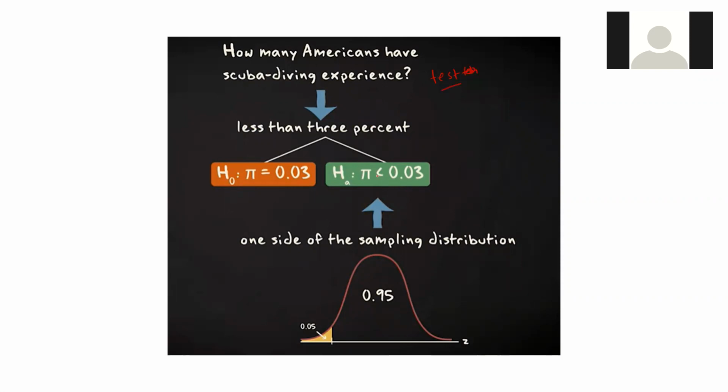Since this is less than 0.03, this is a one-sided test, right? So this is one side of the sampling distribution. One side means here, this side, 0.05. This one side, because it is less than. If it is greater than, then it will be this side. Okay.